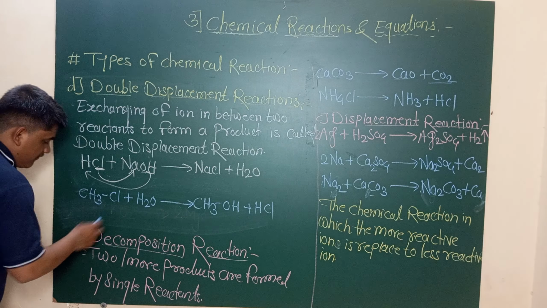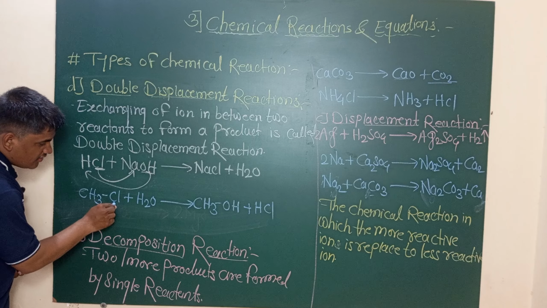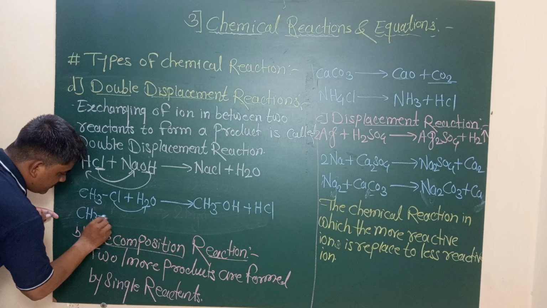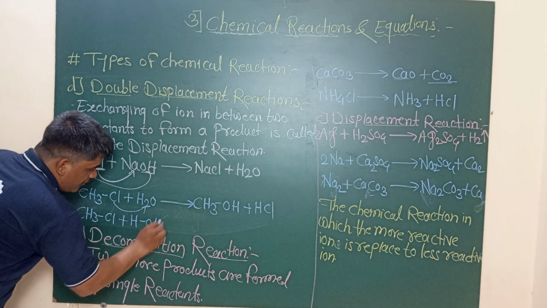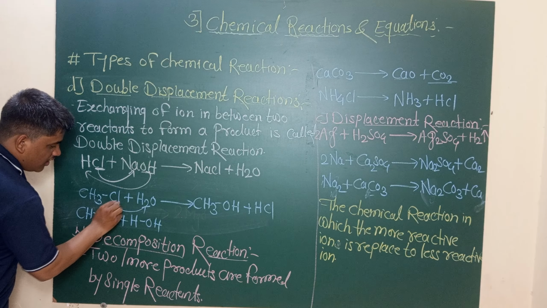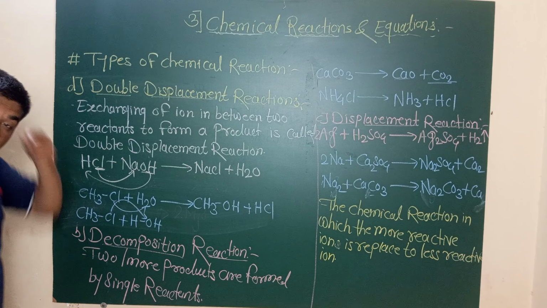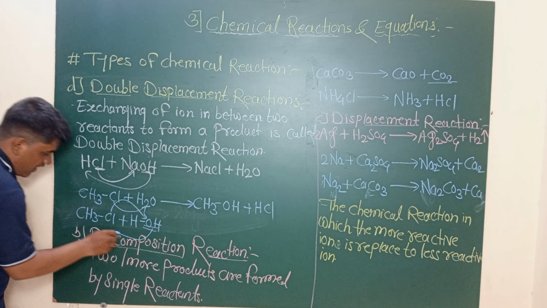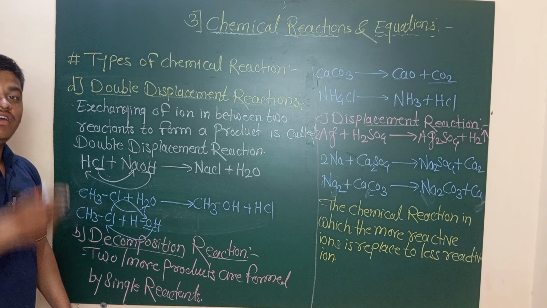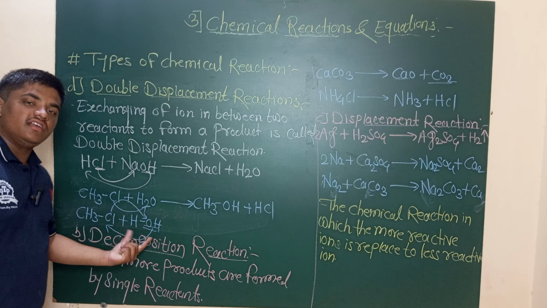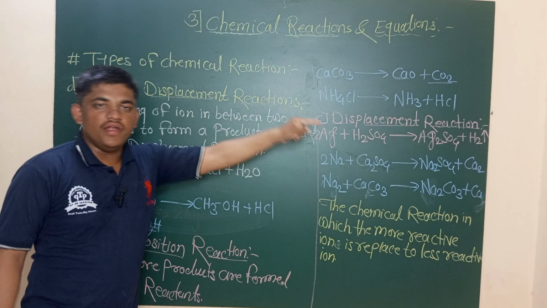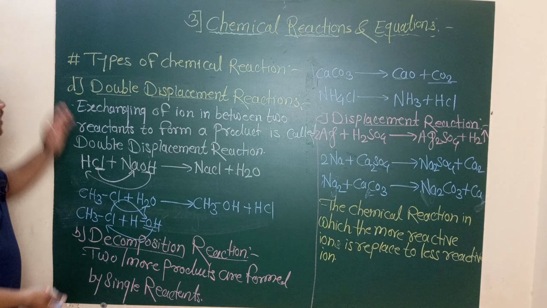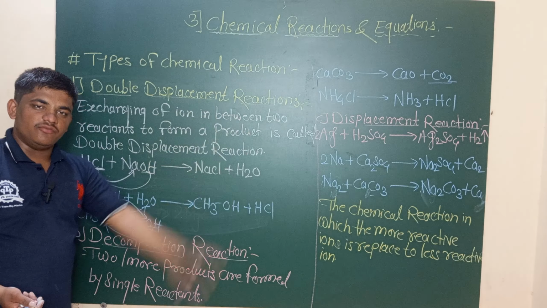In these reactions, firstly the chlorine is replaced at the place of OH. These are similar, that is CH3Cl plus HOH. First of all, the chlorine replaces the place of OH. This is the first displacement, and then the hydroxide is again replaced at the place of chlorine. This is a double displacement of two ions. That's why we call it a double displacement reaction. The displacement process happens twice in a single reaction.